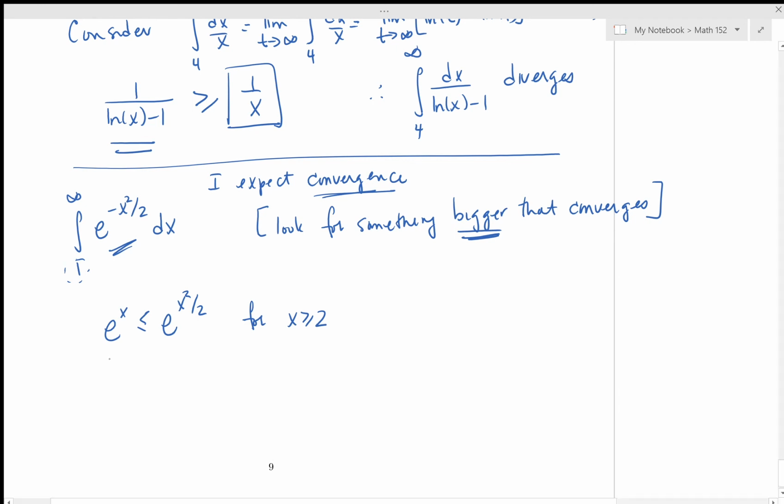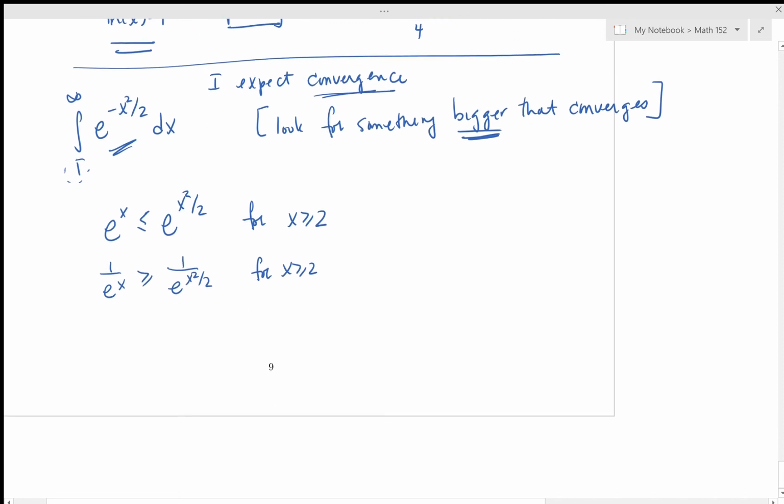Okay, then I reciprocate on both sides, and I change the direction of the inequality when I do that. And this is again for x greater than or equal to 2. That means e to the minus x is bigger than e to the minus x squared over 2 for x greater than or equal to 2. So now I have something bigger. There it is. I was looking for something bigger that converges. I have found something bigger. Now I will check if it converges.